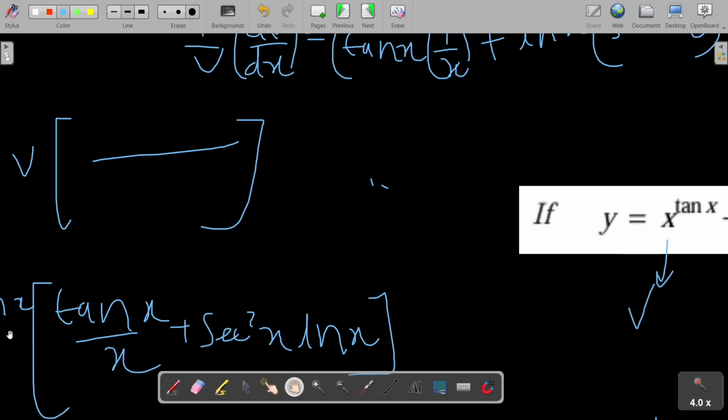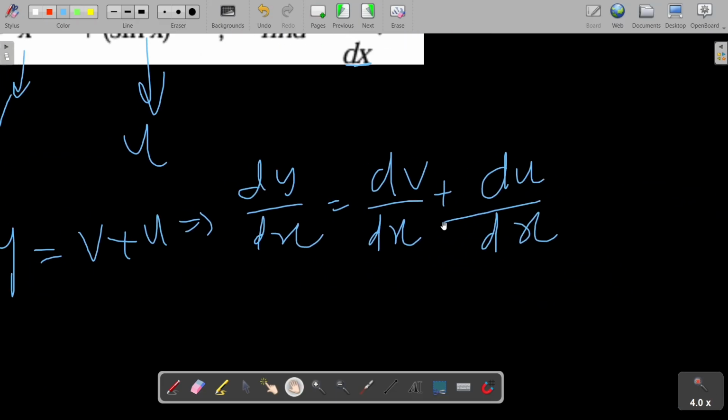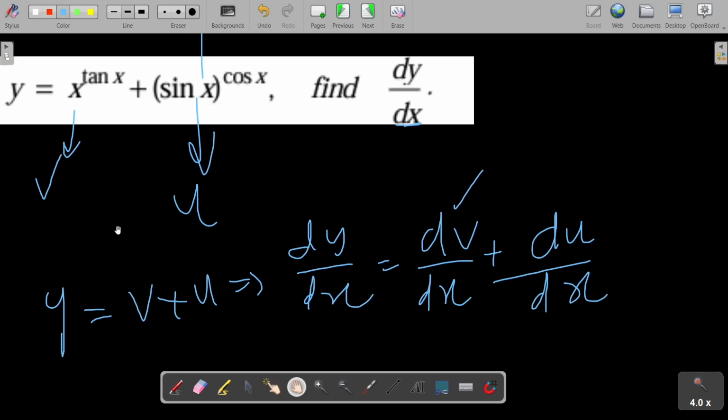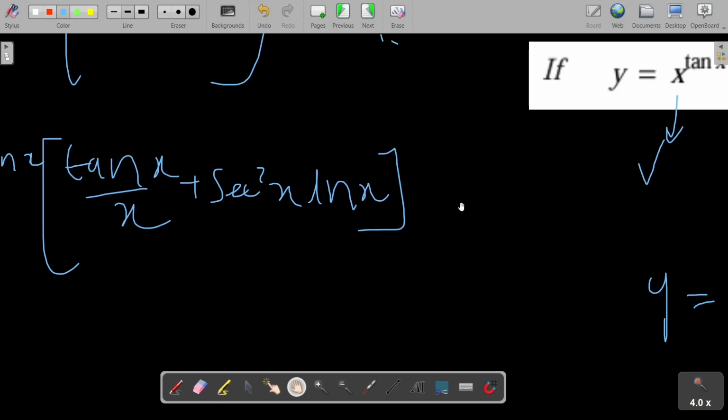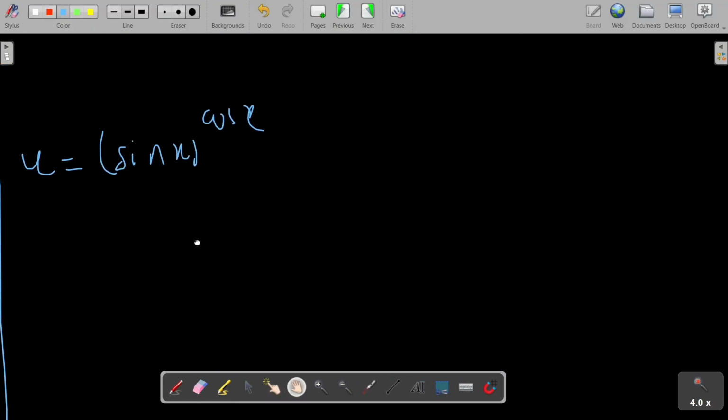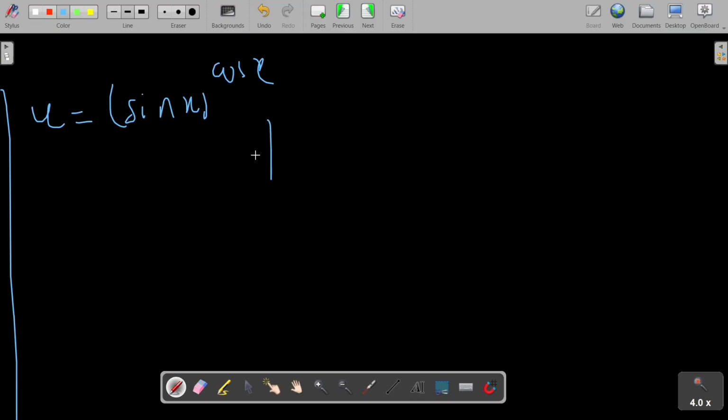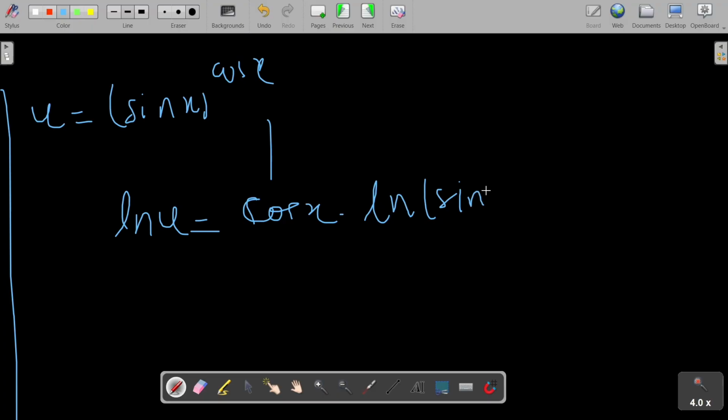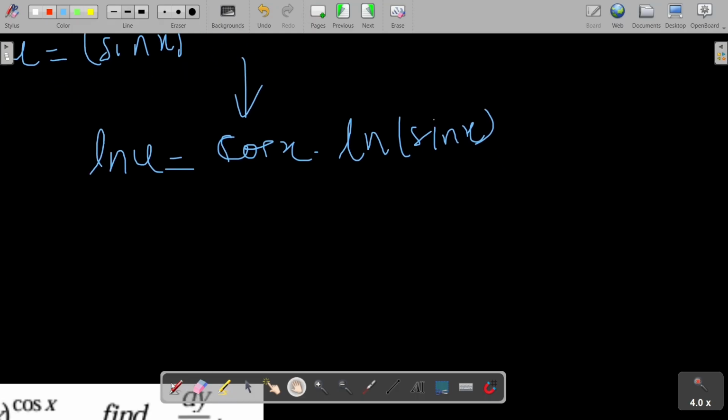To get our answer, we need dv over dx and du over dx. We got dv over dx, so let me tick it. I need to find du over dx now. One part of the question is completed, so let's do the other part. Let's take ln on both sides, and we get cos x times ln of sin x. I wrote it simply, without another step.